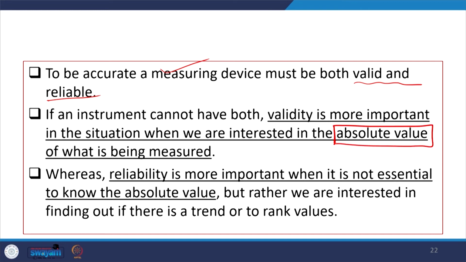When we are comparing the absolute value, okay, if the absolute value is being considered, then I think the validity method is more important, whereas reliability is more important when it is not essential to know the absolute value. But rather we are interested in finding out if there is a trend or to rank values. Okay, if that is the case, then reliability is most appropriate. Okay, so these two points are also very important.